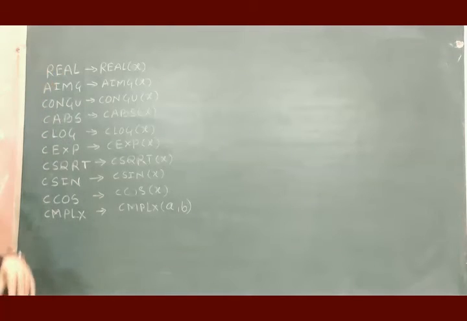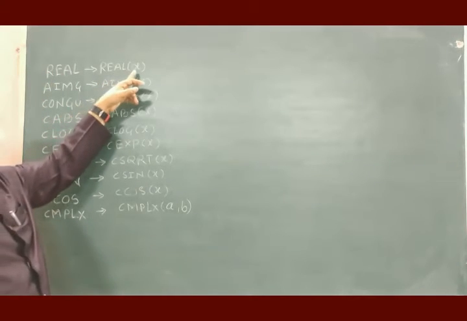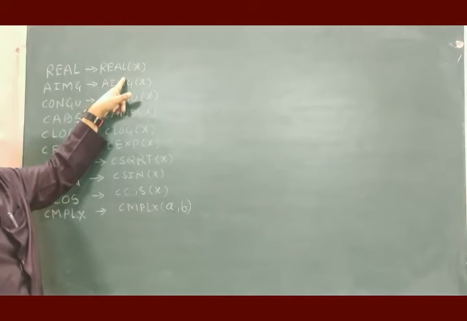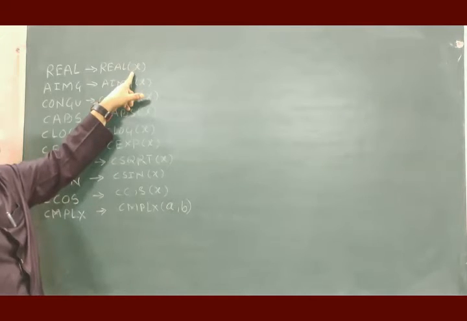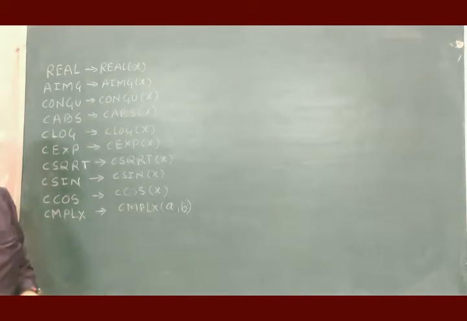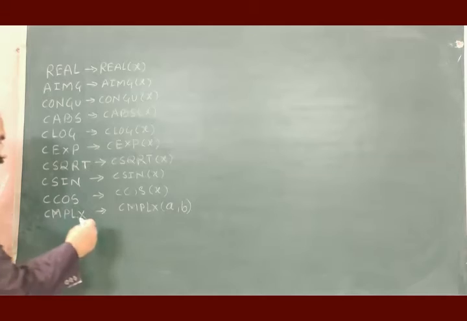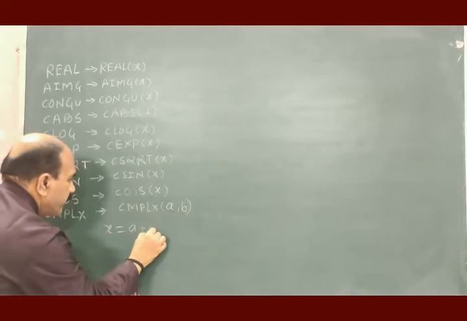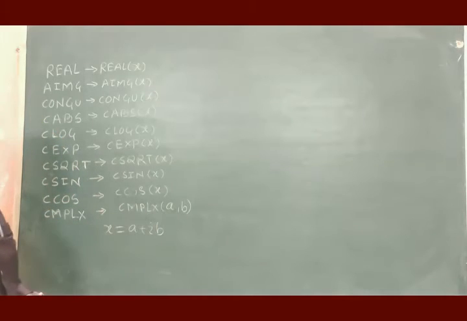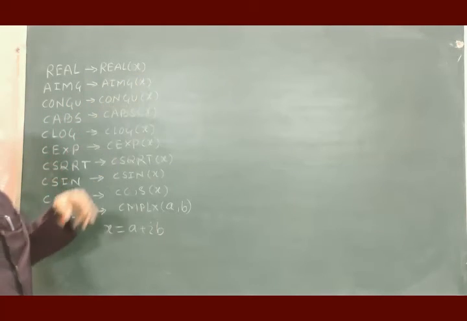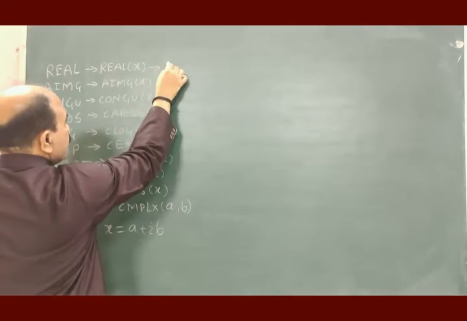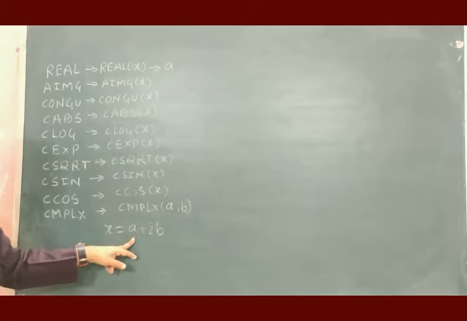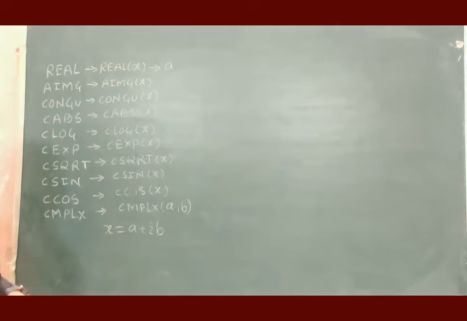Use of the first library function, real x. Real is the library function, x is the argument. And what is x? X is a complex number. If x is given by a plus ib, what is the meaning of real x? Simply a, because a is the real part of argument x.